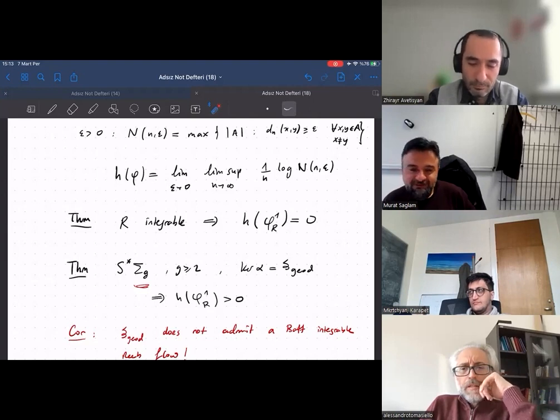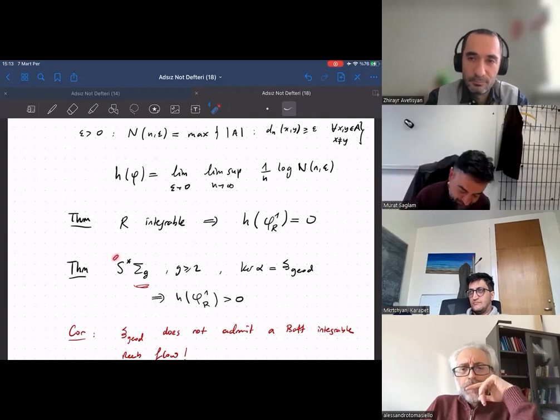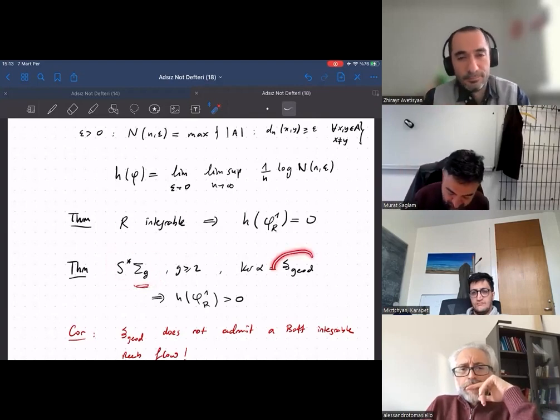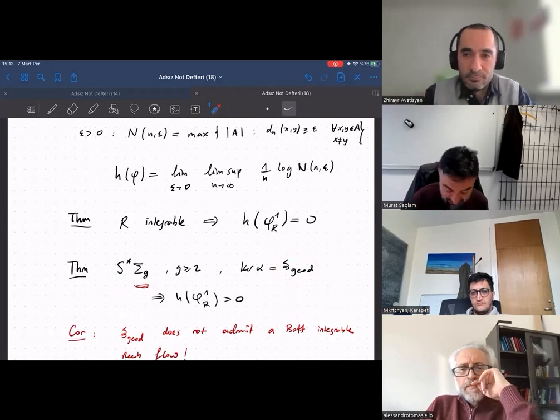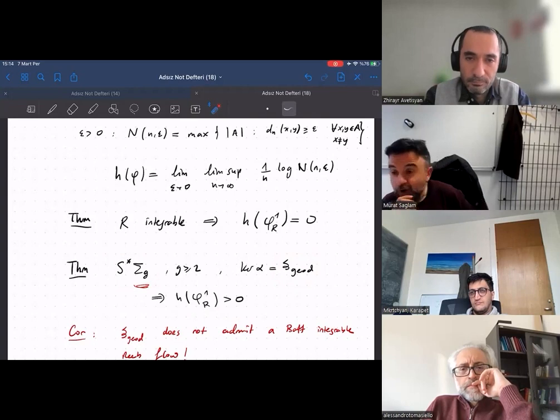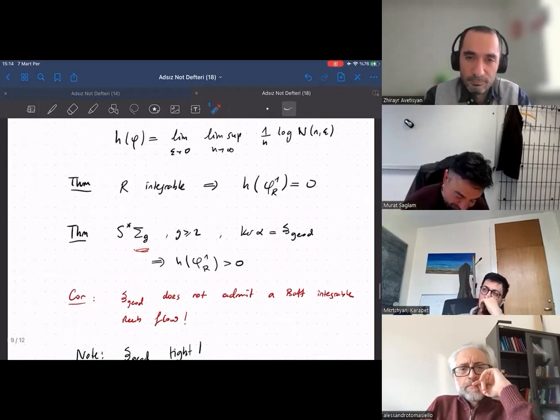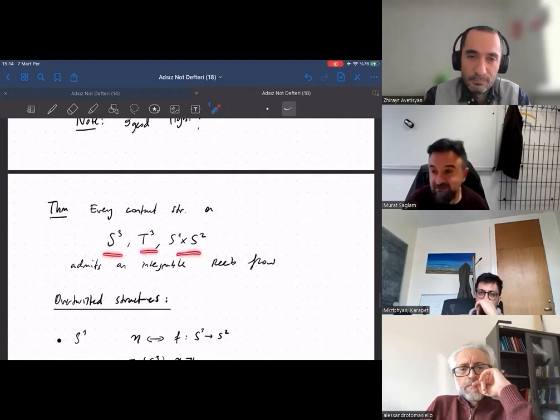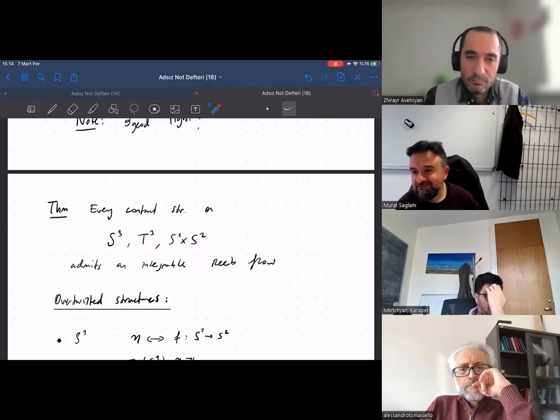There are situations where the entropy is forced, like in this theorem. You have one contact manifold with a fixed contact structure, and here the entropy is forced: no matter what flow you take, the entropy has to be positive. We were trying to figure out the complementary situation. So this theorem tells you that for these manifolds, contact topology does not force entropy. This is another way of reading this result.